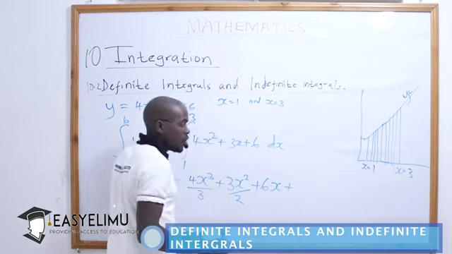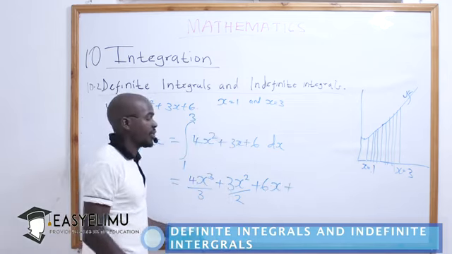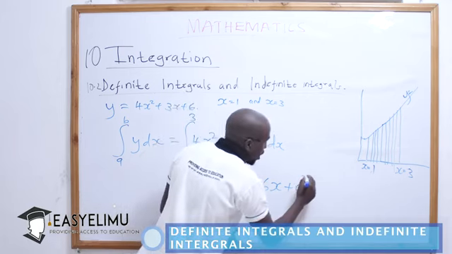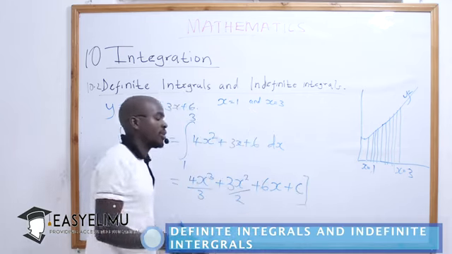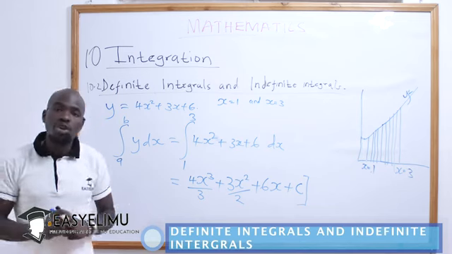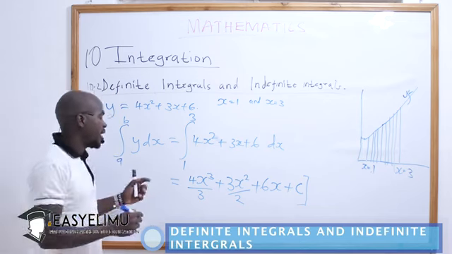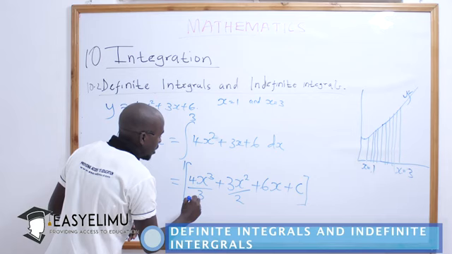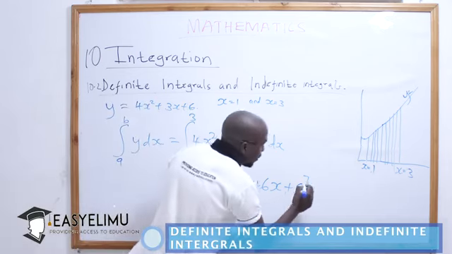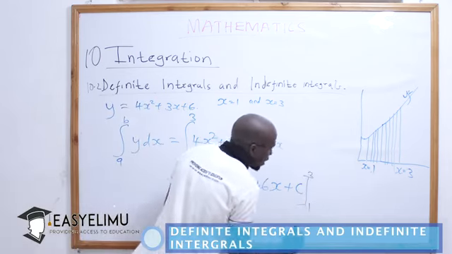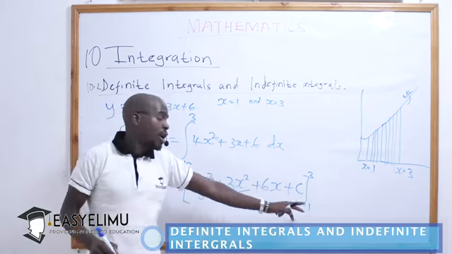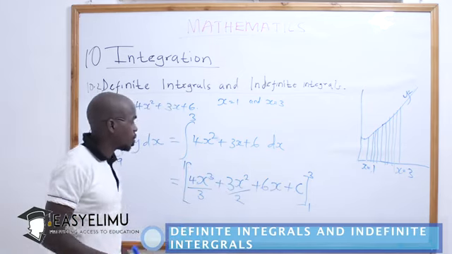But remember, after integrating, we have a constant of integration. Then you put what you have found in a special bracket, and at the end of it, you put the limits, starting with the upper limit at the top and the lower limit at the bottom.